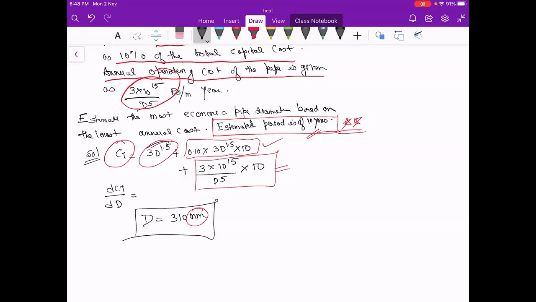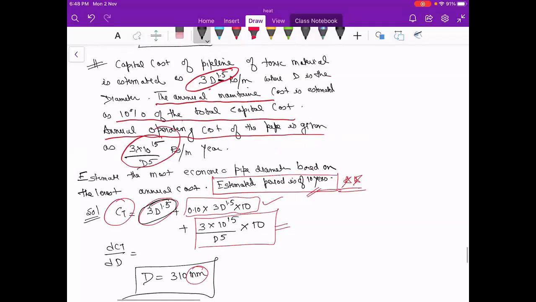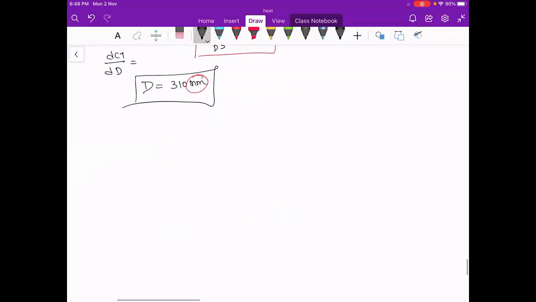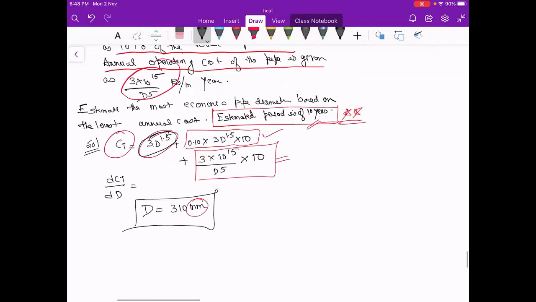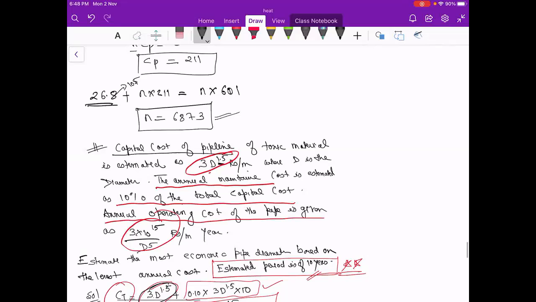Because that total cost period is for 10 years. Okay, total cost of this 3d into the 1.5, this is for a period of 10 years. See, it is written capital cost of pipeline.